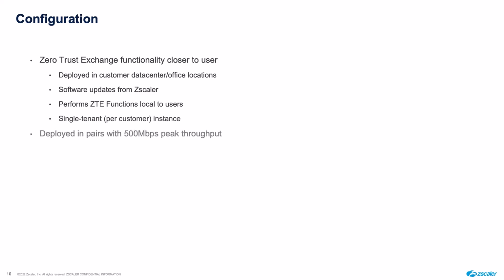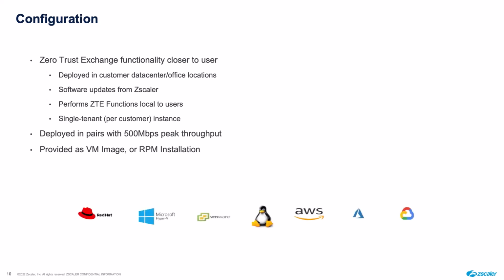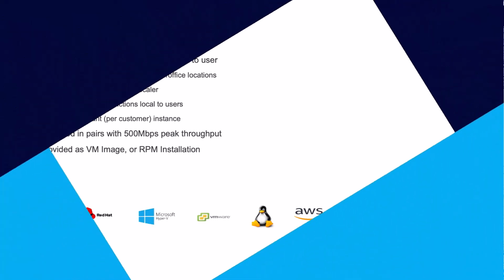We'll deploy private service edges in pairs. Each private service edge has 500 megabits per second of peak throughput, so we will deploy additional service edges which will be load balanced to provide greater throughput. The private service edge is provided as a virtual machine image for deployment in VMware, Microsoft Hyper-V, AWS, Azure, GCP, or as an RPM package that can be installed on top of enterprise Linux.